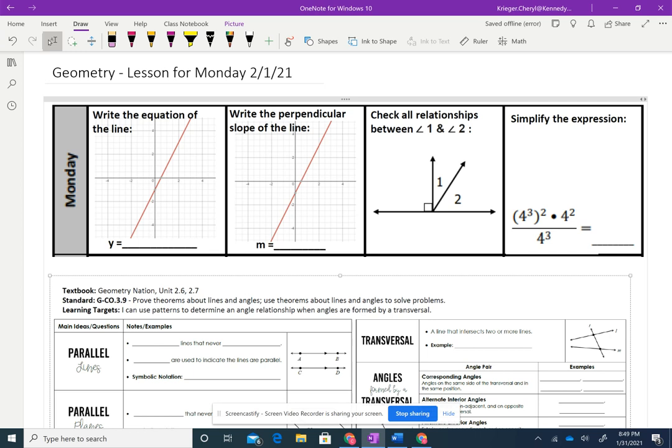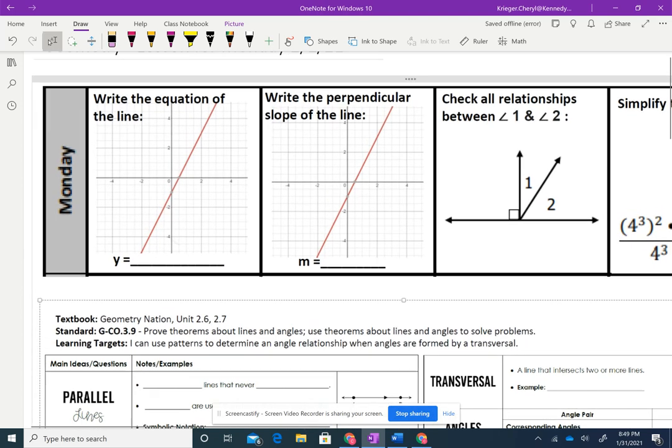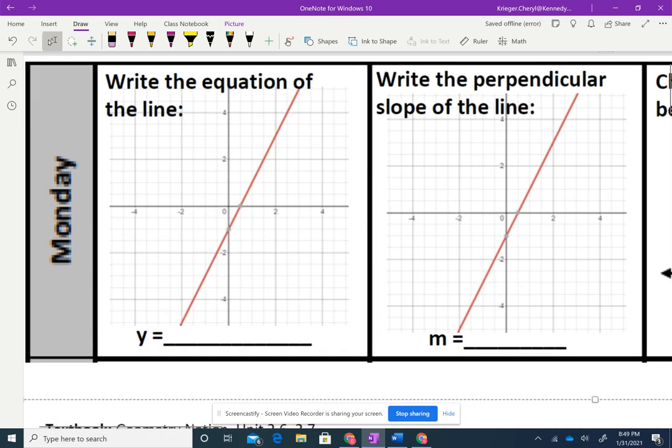I'll go over the bell work first. It's all review, so hopefully you don't have a really hard time with it. We'll look really closely at Monday's number one. So I'm going to zoom in. It says write the equation of the line.